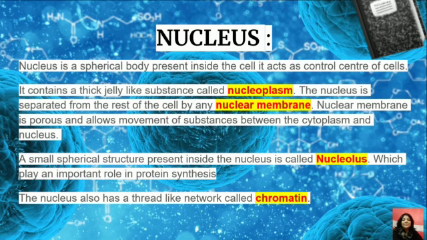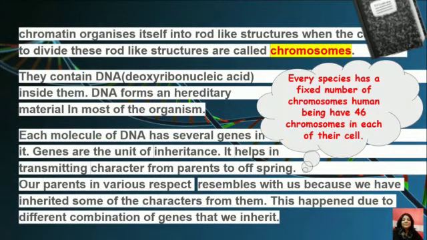A small spherical structure present inside the nucleus is called nucleolus, which play an important role in protein synthesis. The nucleus also has a thread-like network called chromatin. Chromatin organizes itself into rod-like structures. When the cell has to divide, these rod-like structures are called chromosomes.